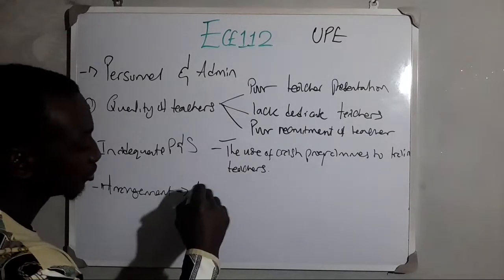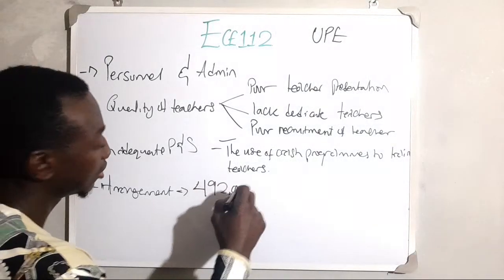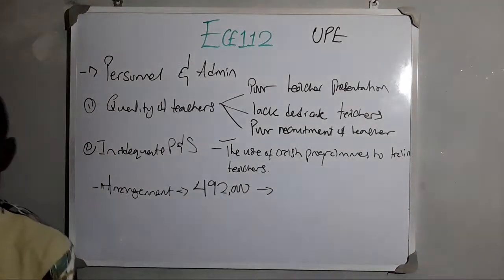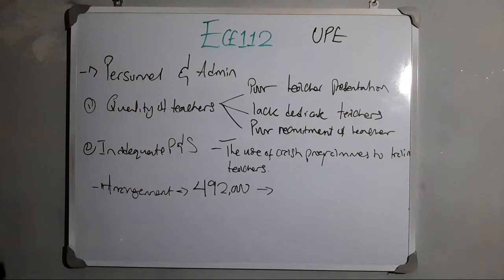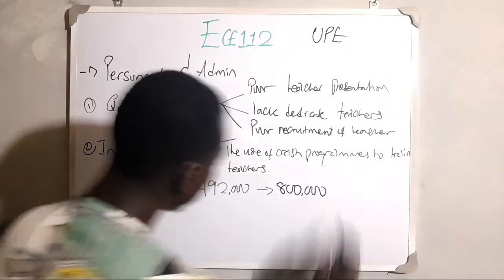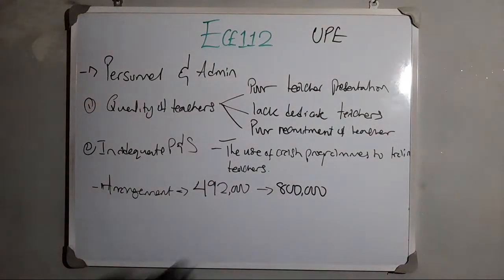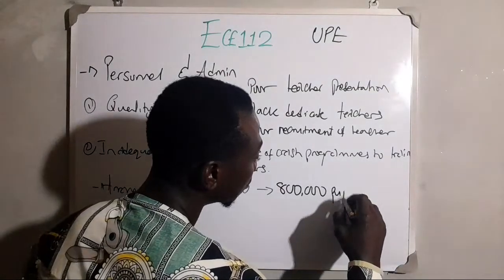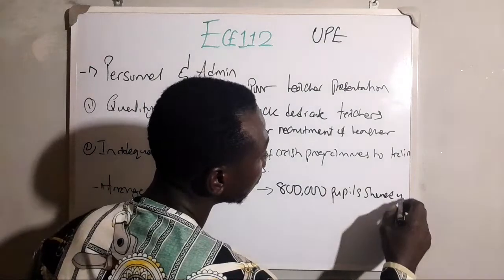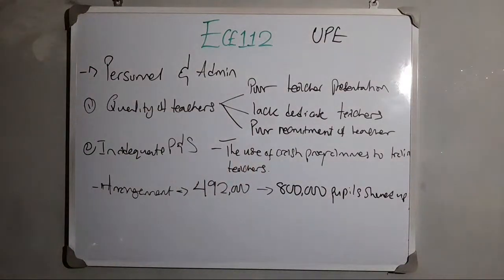492,000 pupils, and the outcome, what they eventually got, was over 800,000 pupils showing up.